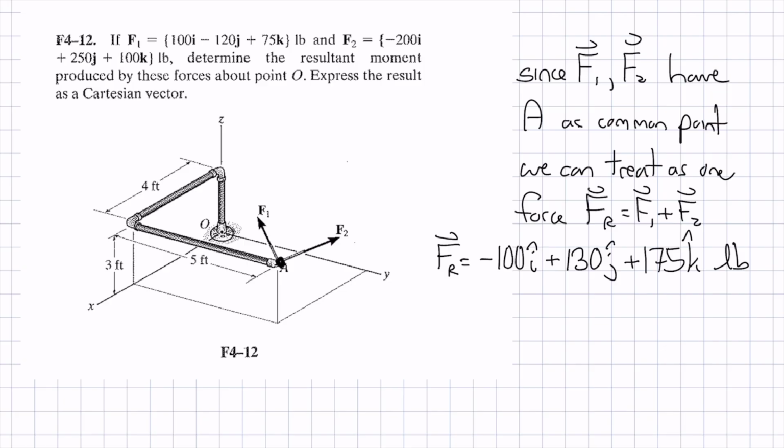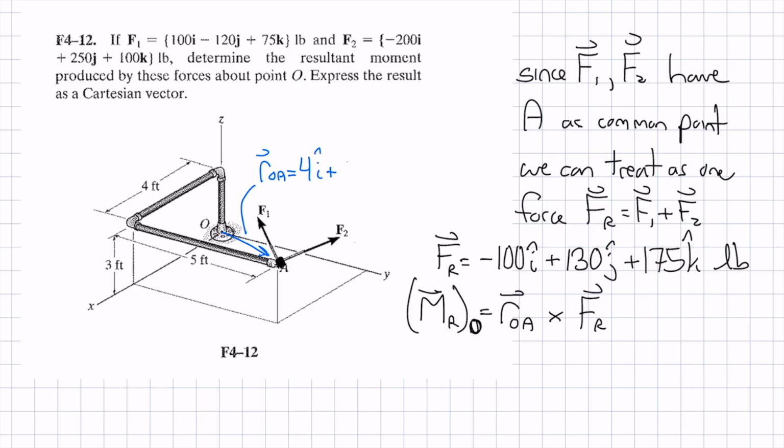Now once I found that, because they have a common point, to find the resultant moment around point O, I need a vector that points from that point to a point on the line of action of both these forces. In other words, from O to A. And then I'm going to have that vector cross FR. So hopefully you can see here that r from O to A looks like 4 feet in the i hat direction, 5 feet in the j hat, and 3 feet in the k hat.